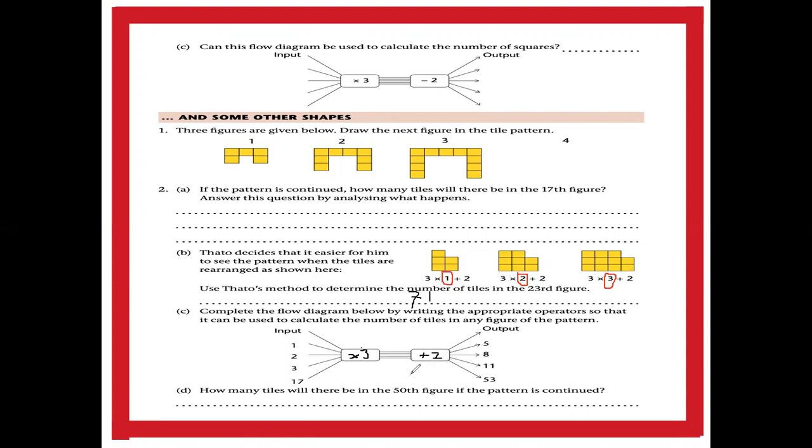How many tiles will there be in the 50th figure if the pattern is continued? So we could just substitute in here. 50 times 3 is 150, plus 2, 152.